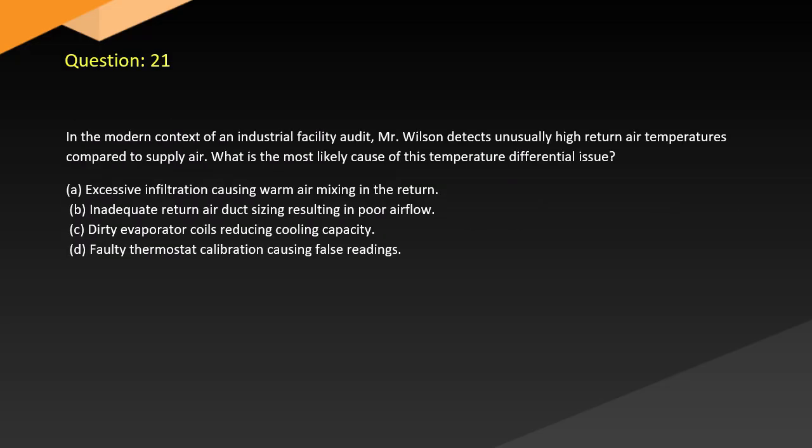Question 21. In the modern context of an industrial facility audit, Mr. Wilson detects unusually high return air temperatures compared to supply air. What is the most likely cause of this temperature differential issue? A. Excessive infiltration causing warm air mixing in the return. B. Inadequate return air duct sizing resulting in poor airflow. C. Dirty evaporator coils reducing cooling capacity. D. Faulty thermostat calibration causing false readings.